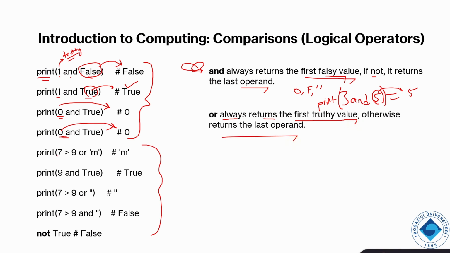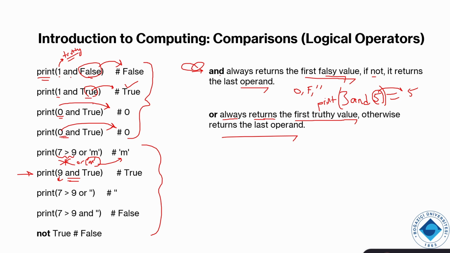If we check here, that one returns false or m. So what was the rule? The rule was it will return the first truth value. If there is no truth value, it will return the last operand. So here it is false, then it will return the second value. Okay, here again it is and, be careful.